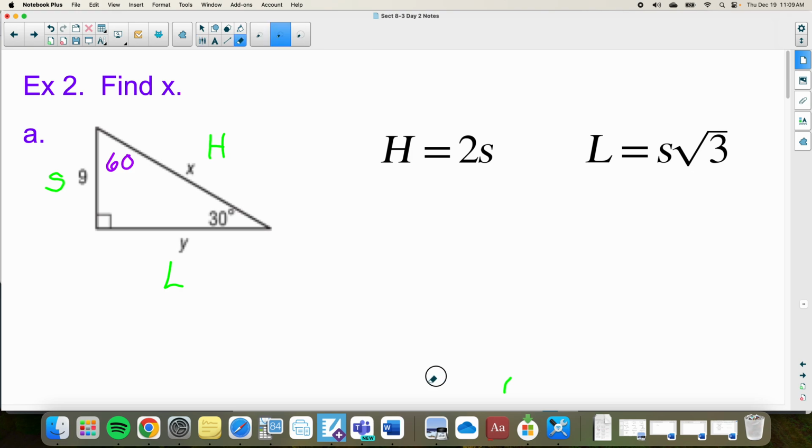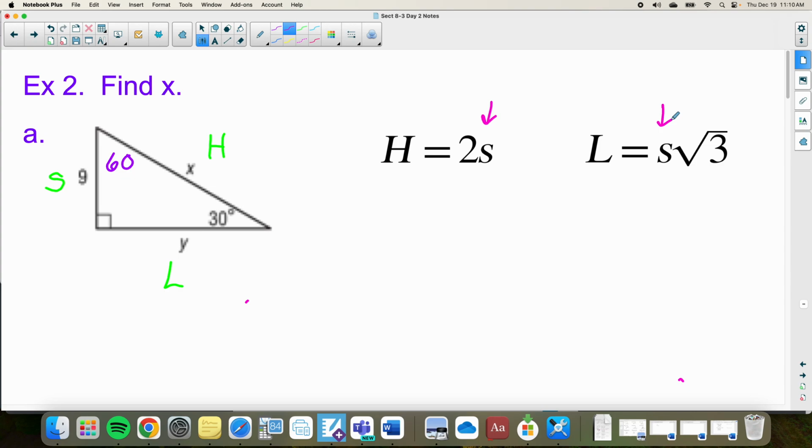Now I always get the question of how do I know which formula to start with? What it depends upon is what you know. You're always going to know one of these three. In this one, I'm given the S. Notice in these two formulas, they both have an S, so it doesn't matter which one you start with. If you're given the H, notice only the left formula has an H, so you would start there. If you were given the L, you would start here, okay?